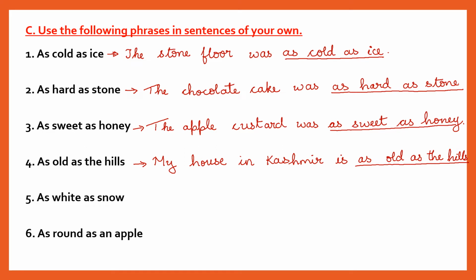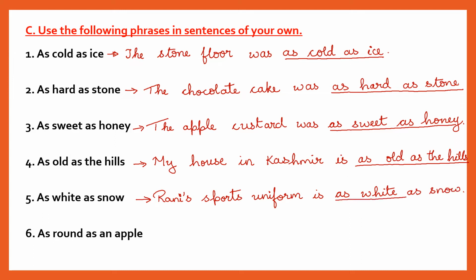Number 5, as white as snow. Rani's sports uniform is as white as snow.